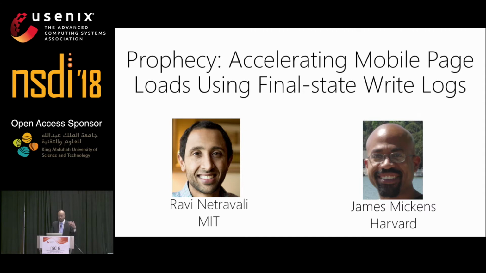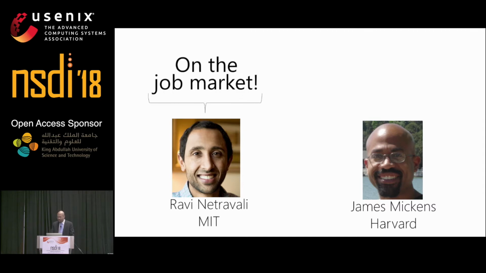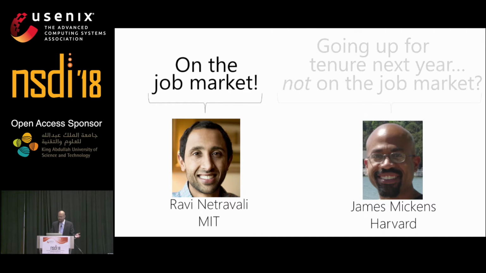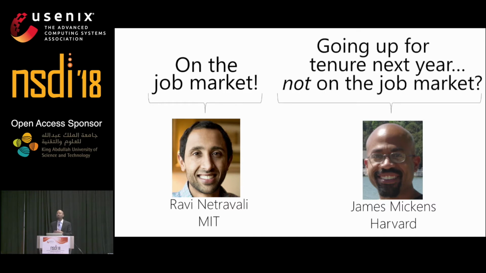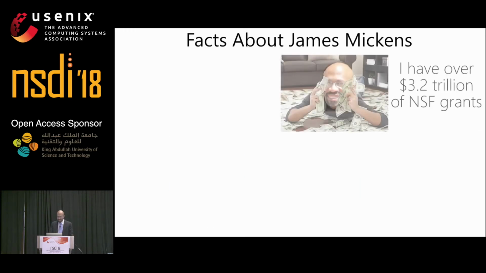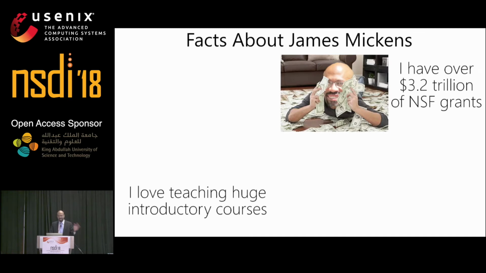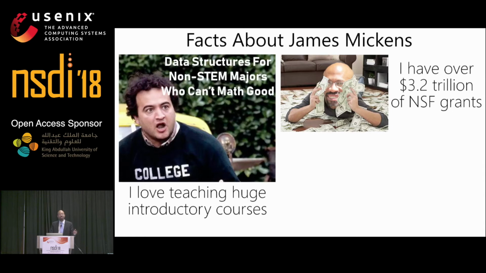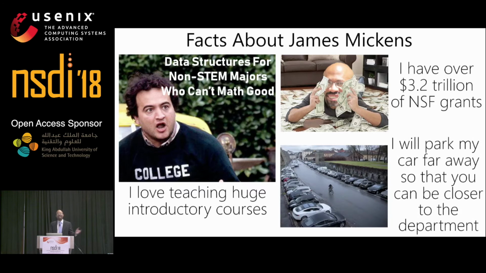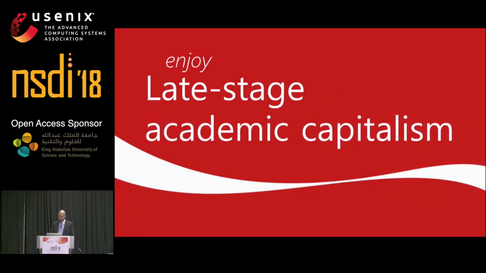So I did this work with my co-author Ravi. I should note that he is on the job market. You should hire him. I should also note that I'm going up for tenure next year. I hopefully won't be on the job market. But just in case, let me give you some quick facts about James Mickens. I have $3.2 trillion of NSF grants. I love to teach huge introductory courses like data structures for non-STEM majors who can't math good. And for all you professors out there, I will gladly park my car farther away from the parking lot so that you can be closer to the department. So I'm James Mickens. Get to know me. This advertisement has been sponsored by Late Stage Academic Capitalism.